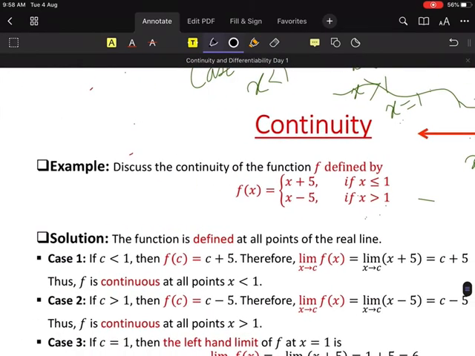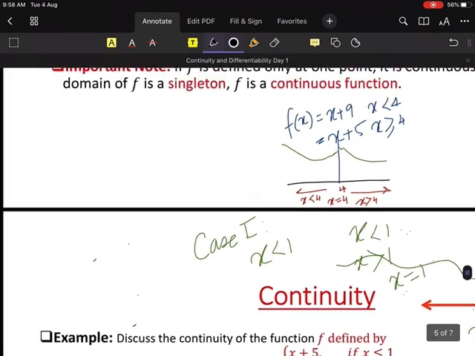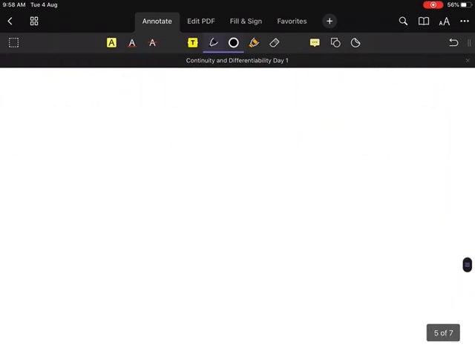How do we prove that the function is continuous at x equal to C? So let us write this. Solution: first thing, the function is defined at all points of the real line. We discussed that undefined only comes when there is a square root or a denominator, but nothing is in here. Real line means the number line. Now case 1: if C is less than 1. So I am assuming a value C which is less than 1, and I need to prove the function to be continuous at C.